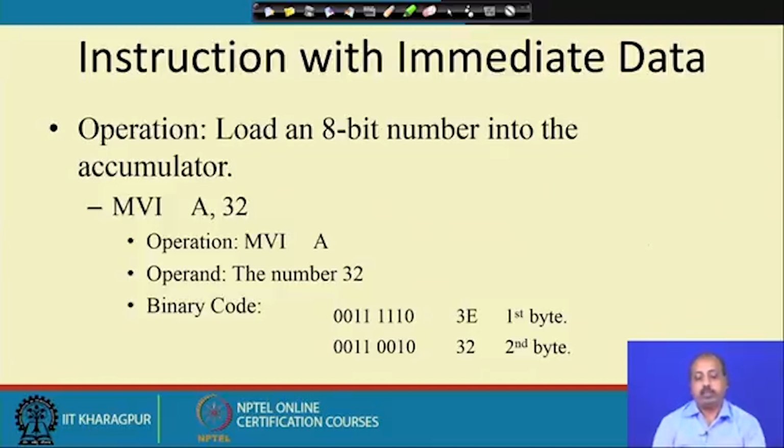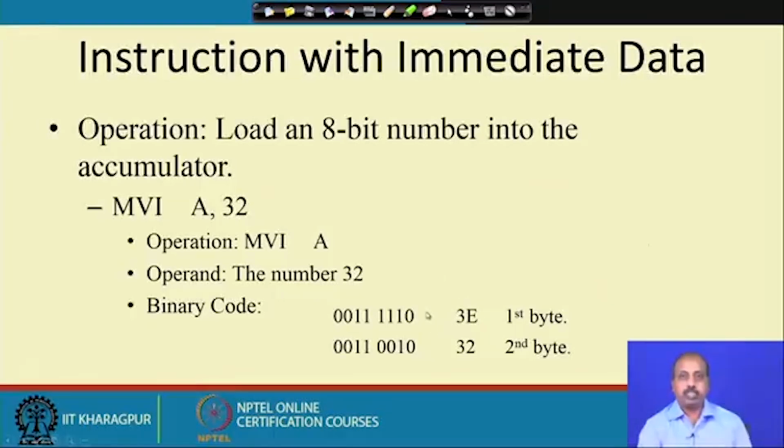The 8085 processor designers have given a code to this MVI A, and that code is 3E. So, 3E is the code for MVI A. The next operand is the number 32. This 32 is taken as a hexadecimal number, and that is the second byte. So, MVI A comma 32 will be represented by a 2 byte instruction, where the first byte will be 3E and the second byte will be 32.